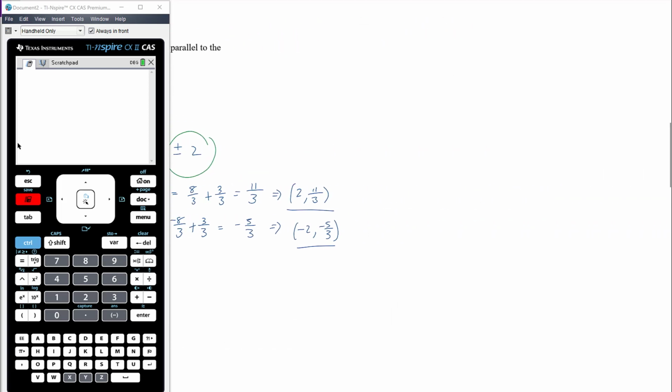Okay, so we're going to have the tangent at the point 2, 11/3. We know that it has a gradient of 4, both have a gradient of 4, and goes through the point 2, 11/3. So personally, I prefer to use y minus y1 equals m times x minus x1 for finding equations of lines given gradient and a point.